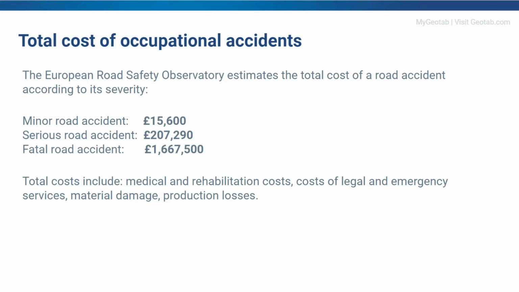So what we've got here is figures from the European Road Safety Observatory. These are estimates, and as you can see, quite frankly, for me, staggering. A minor road accident, a minor collision, averages £15,600. A serious road accident averages £207,000. And finally, a fatal road accident averages 1.6 million. Incredible. I find these figures staggering, to be honest.